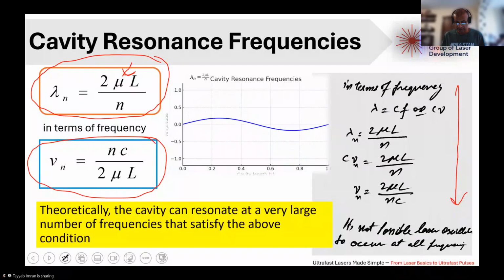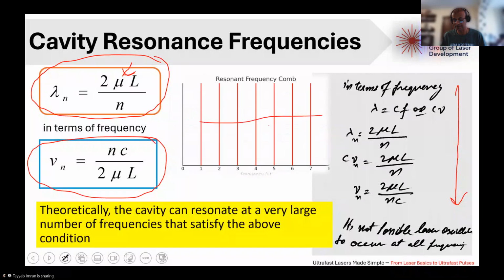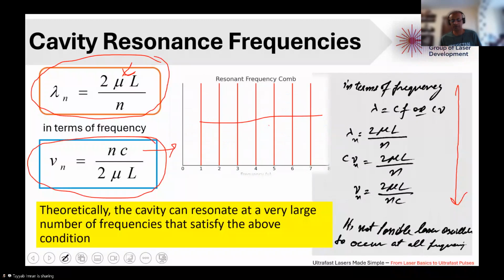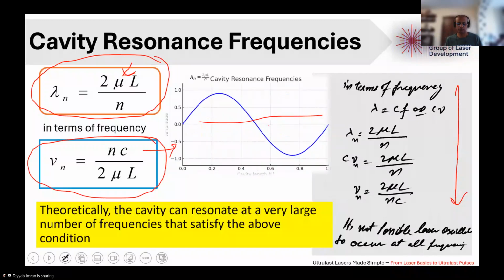Okay. If you see in this wave here, this is a lambda here. And you will see the lines here as well. These lines are the modes now. We call it resonant frequency comb. Maybe you may have a confusion. These are the frequency separations according to this formula. But anyway, it's confusing at the moment, but later on you can understand.